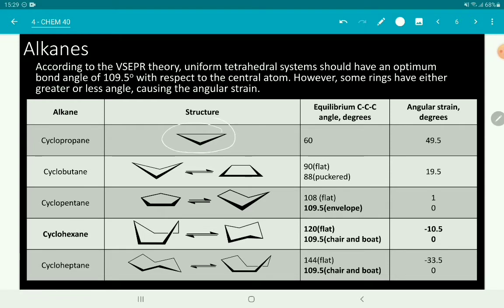So yung triangle conformation niya ay constant lang. So therefore, the internal angle is still 60 degrees. Okay, wala tayong changes dyan. Triangle sa triangle, so that's a stiff triangle. Okay, the angular strain is 49.5.